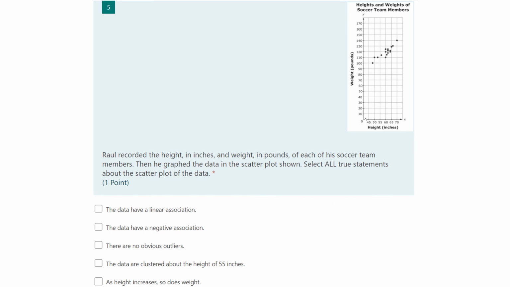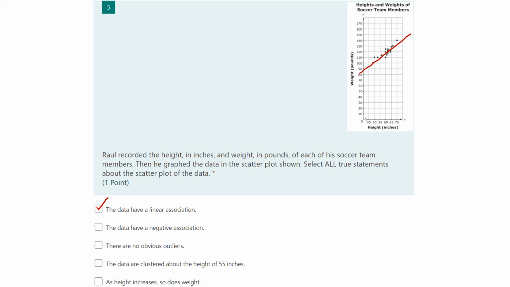Rawl recorded the height in inches and weight in pounds of each of his soccer team members. Then he graphed the data in a scatter plot shown. Select all true statements about the scatter plot of the data. Looking at this scatter plot, the first statement says the data have a linear association. This graph is linear because we can draw a straight line relatively through the entire set of data points.